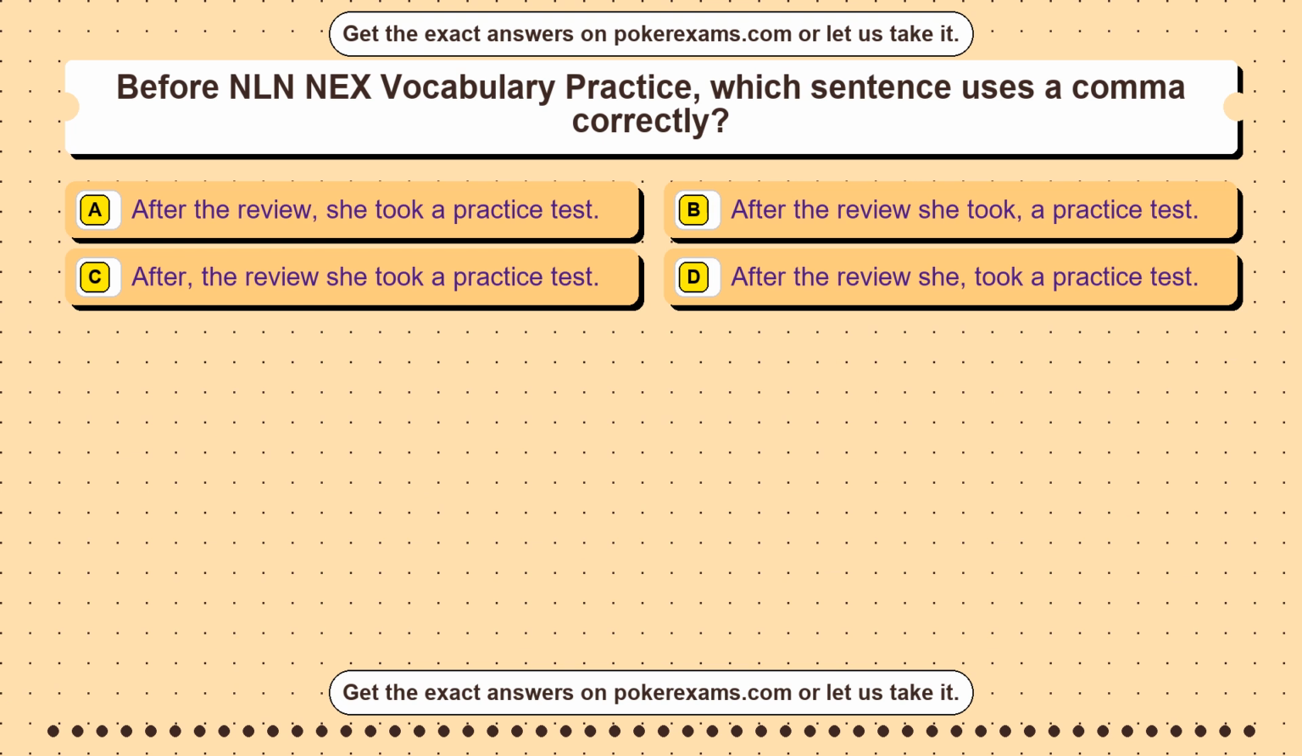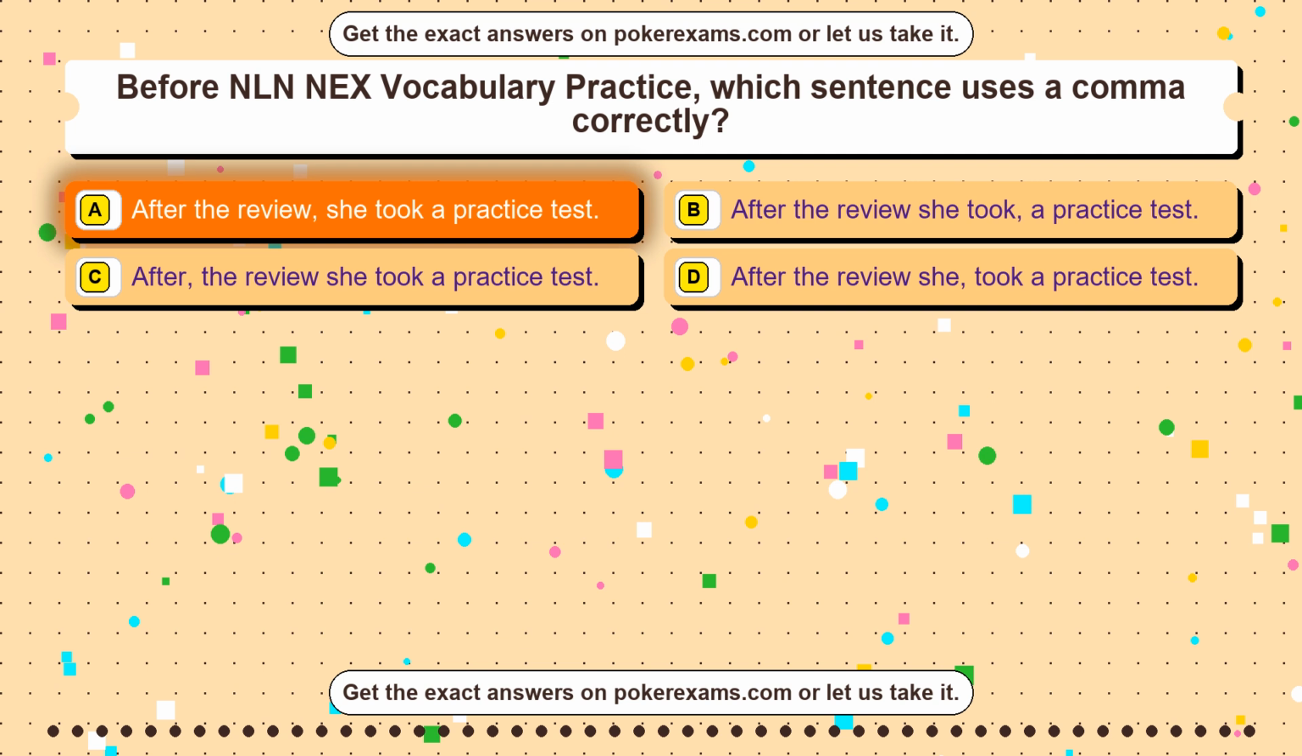Question 5. Before GED test prep, which value equals 3x when x equals 7? Option A, 10. Option B, 21. Option C, 37. Option D, 73. The correct answer is option A.